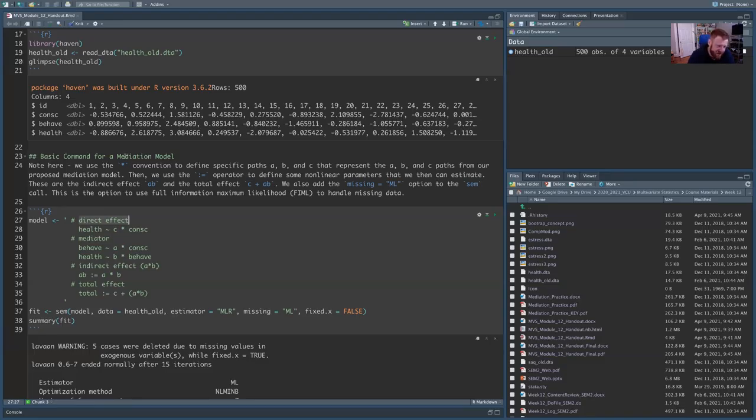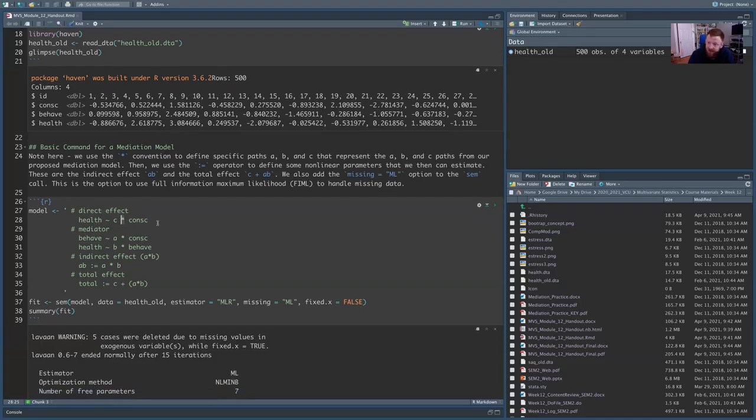So our direct effect here is just the relationship between health and conscientiousness. And this is the C path in our relationship. And notice I make a note here in your R Markdown file. This star convention, this asterisk, is just a way of defining specific paths in lavaan. So it doesn't necessarily mean multiplied by. It's just attaching this label, C, to the relationship between conscientiousness and health. So all it does is identify a parameter. So that's our C path.